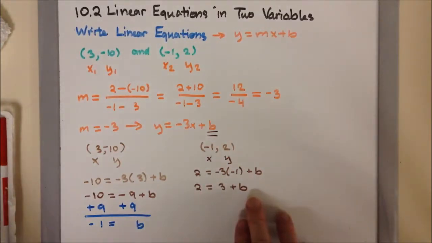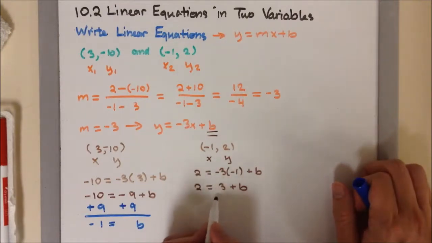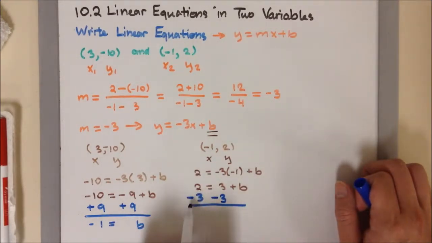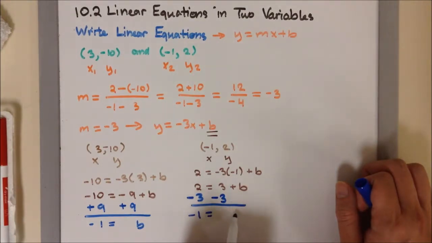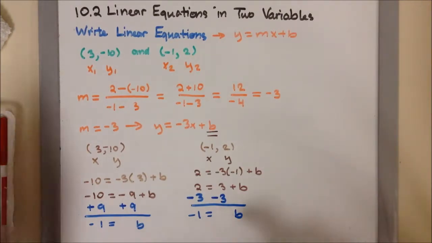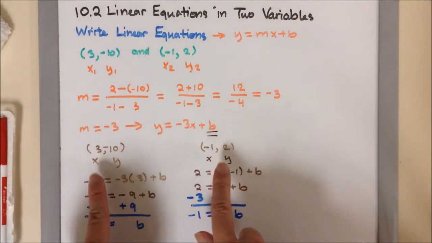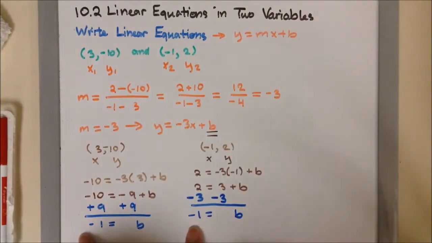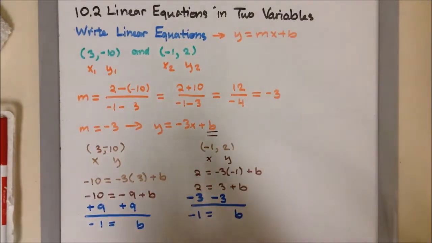After that, in order to get b by itself, I'm going to cancel out the 3. So I'm going to subtract 3 on both sides to balance my equation. On the left of the equal sign, 2 minus 3 will be -1, equals b, the only thing I have left on the right side. See how both coordinate points that I used in this linear equation give a value of b equal to -1. And again, it doesn't matter which point you use as long as you do the work correctly. I have my b value.